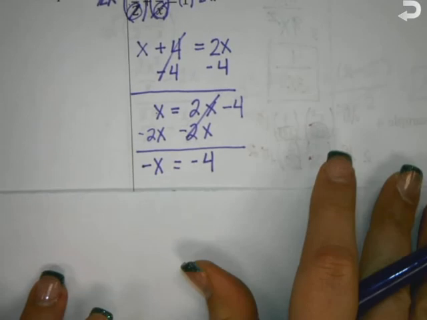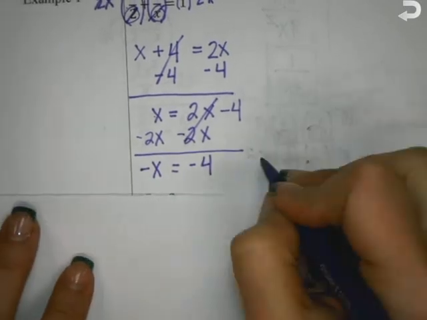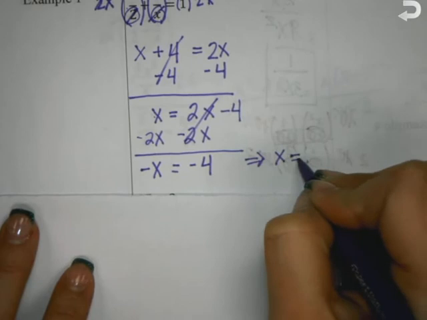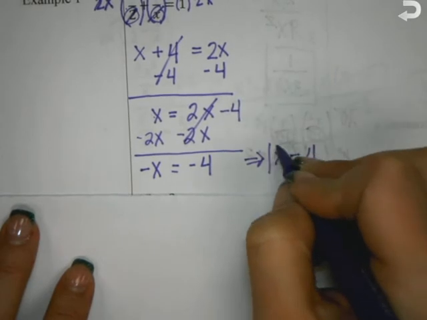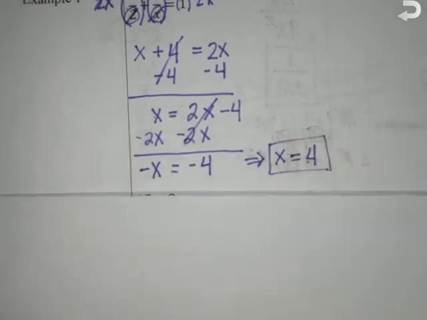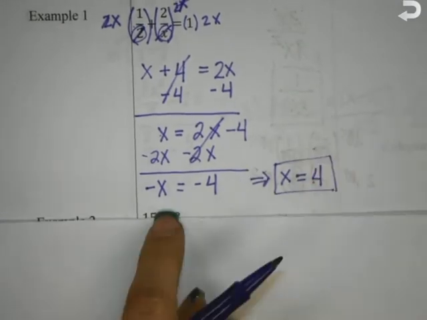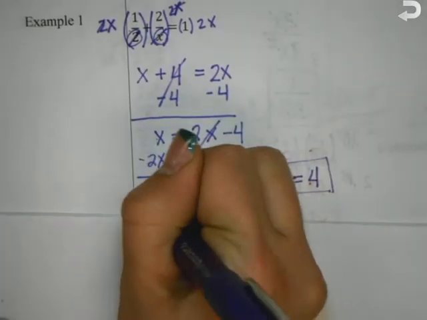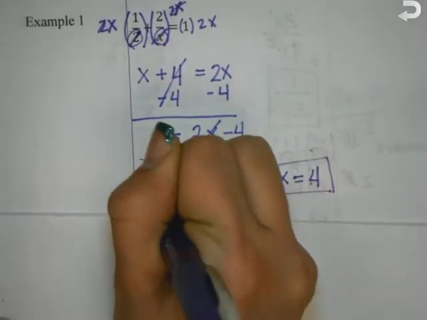So that means that x equals what? Positive x equals positive 4. We could have done this a lot simpler. Okay, negative x equals negative 4. So I need to get rid of that negative. So I divide by negative 1. Okay.